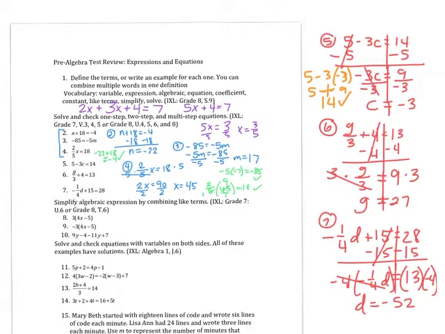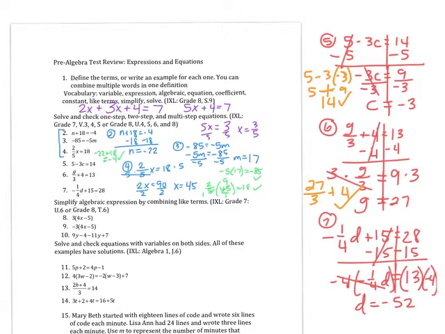Okay, the next one, g over 3 plus 4 equals 13. Again, get rid of the constant first. So subtract 4 from each side. Get 9 on the right, g over 3 on the left. Multiply both sides, get rid of the divided by 3. You've got 27 for your answer. Let's check. 27 over 3 is 9 plus 4 definitely equals 13.